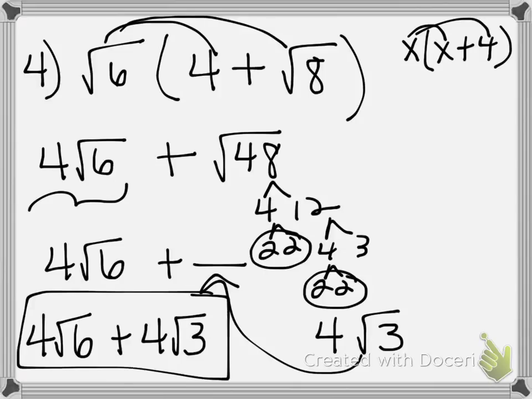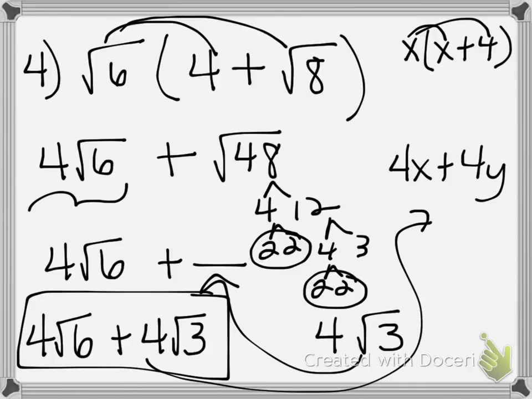And then there's nothing else that I can do. I can't simplify any further because square root of 6 and square root of 3 are not the same. A lot of people want to say, oh, well, can I do 4 plus 4 is 8? No, you certainly cannot, because this is like saying I have 4x plus 4y. I can't say I have 8xy. That doesn't work that way because it's addition. So they're not like terms. So this truly is my final answer with that.